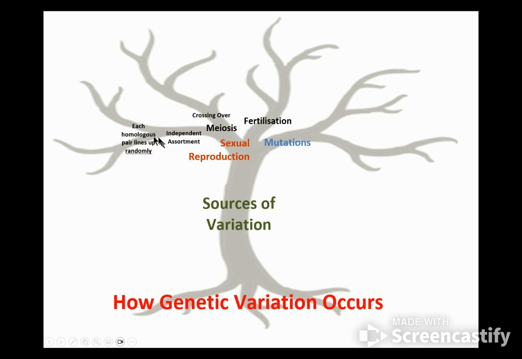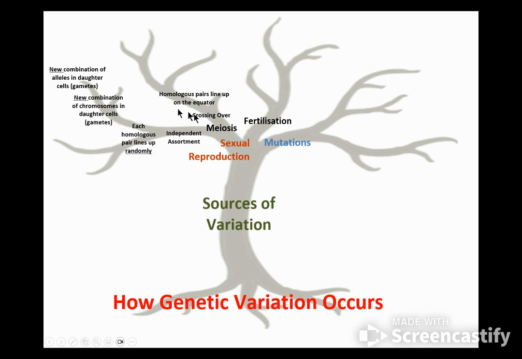There's a random way that the pairs line up. So again, that's more randomness that's coming in. There's a new combination that's caused by this randomness in the daughter cells with the gametes. And so each offspring will have a different genetic material. So it's all new combinations.